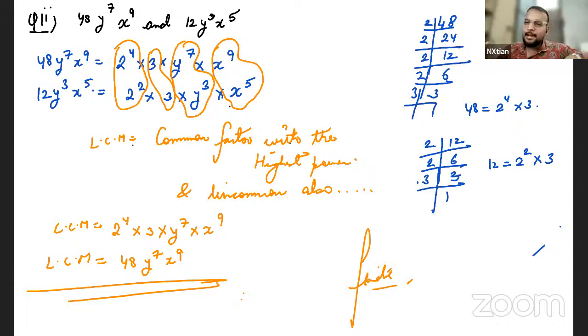It's basically the same part like HCF we were doing, no? We have to do the same thing, but now a little bit changes. In HCF we are taking common with the lowest power, and in LCM we are taking common with the highest power and uncommon also. Guys, did you understand? Simple, nothing else, no different.